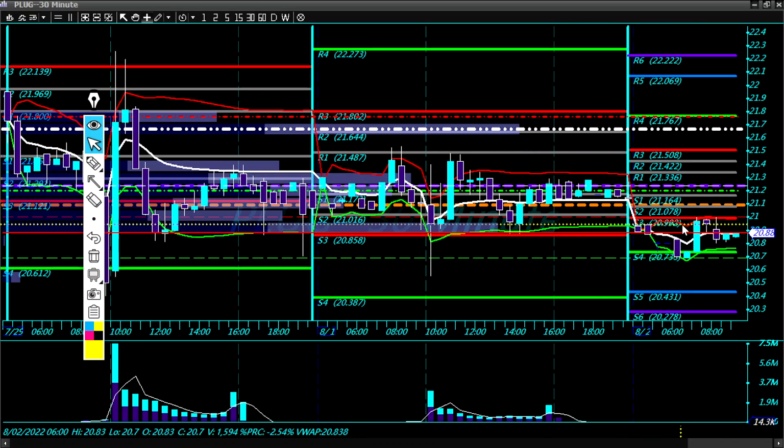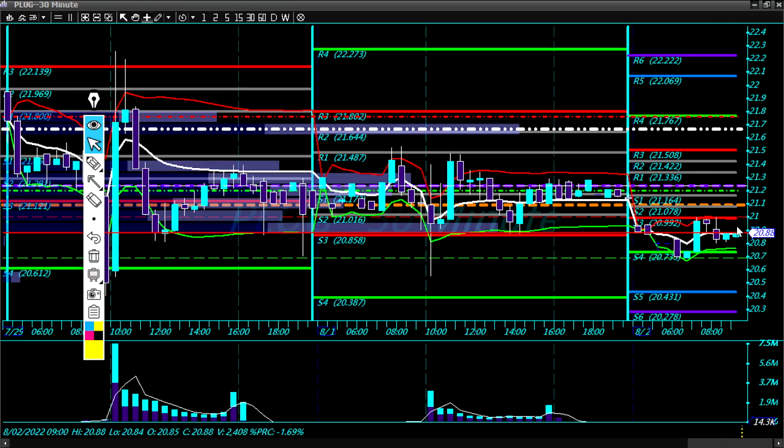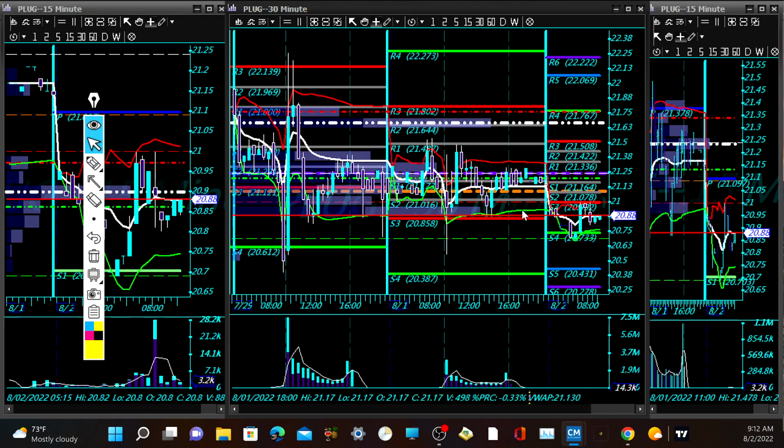So if it does hold below here, the market gets weak at the open, we could see a nice flush down. If we hold above here for support, 21 is a nice level to bounce off of, and go up to like R4. So that's my setups there for today.